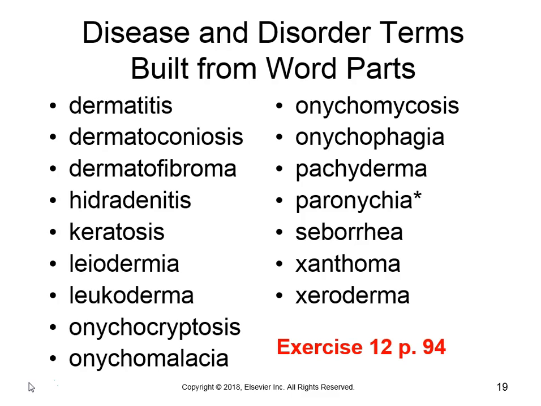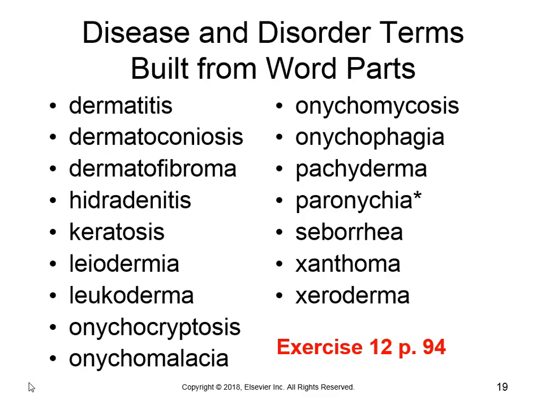I put a little asterisk next to paronychia because it's one example where the A on para as a prefix has been dropped, because onycha or onycho has a vowel in the beginning. So that's one example of where it just kind of has been dropped. But that whole word, paronychia, means a diseased state around the nail for some reason.